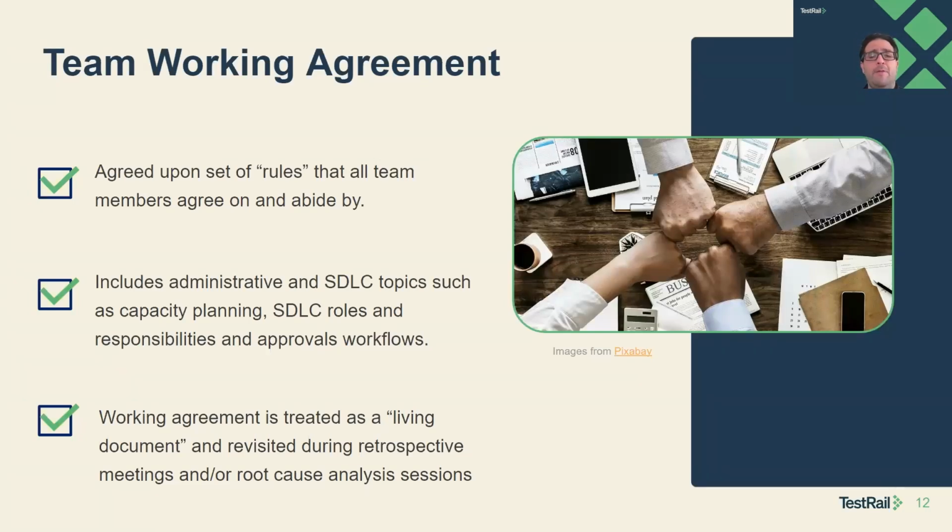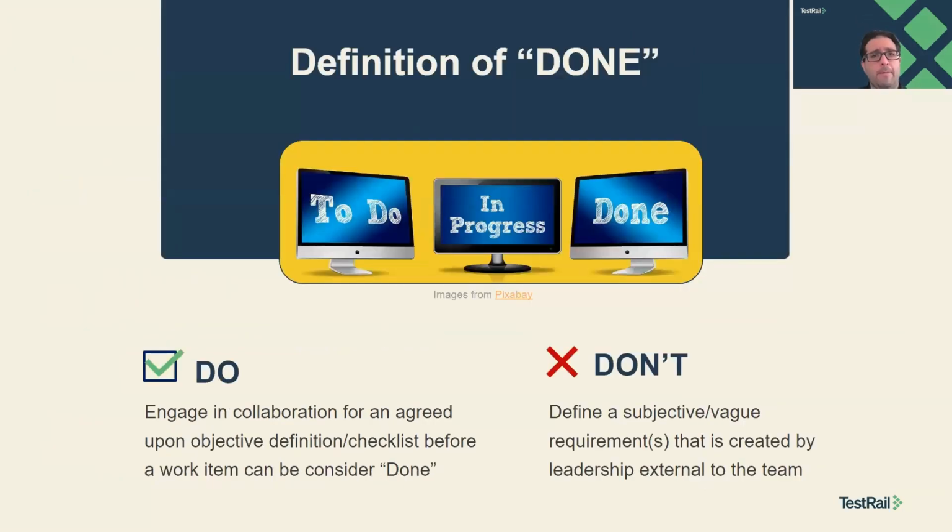And then the last thing is, it's a living document. This should be revisited from a sprint perspective during your retrospective meetings. If you have root cause analysis, which are great, say, hey, we had a bad release, we missed some things. How can we update our working agreement? How we set and define work in the team? Definitely something to look at.